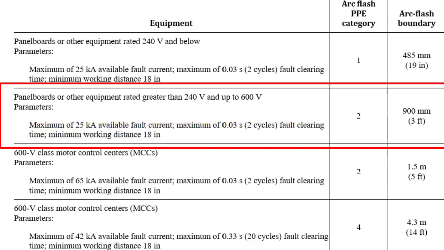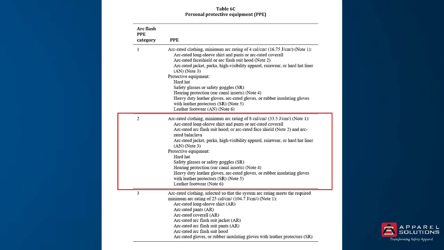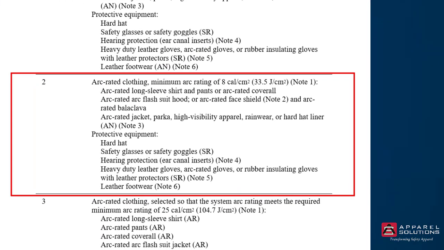The arc flash PPE category is PPE Category 2. We also see that the selected arc flash boundary is 3 feet or 900 millimeters. From here, we now go to the final table, Table 6C, for our selection of personal protective equipment. And as you can see, the selected PPE in the red box.